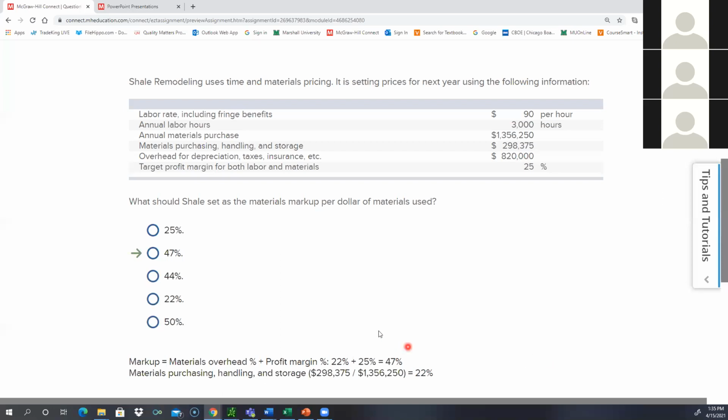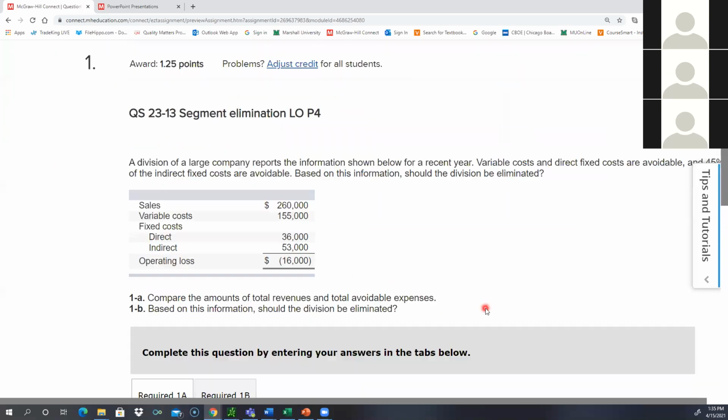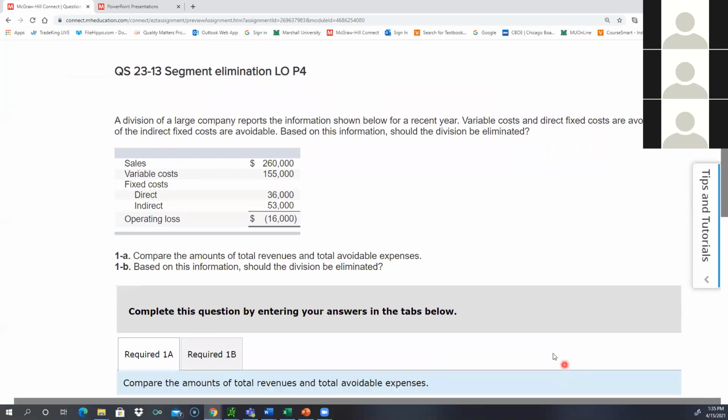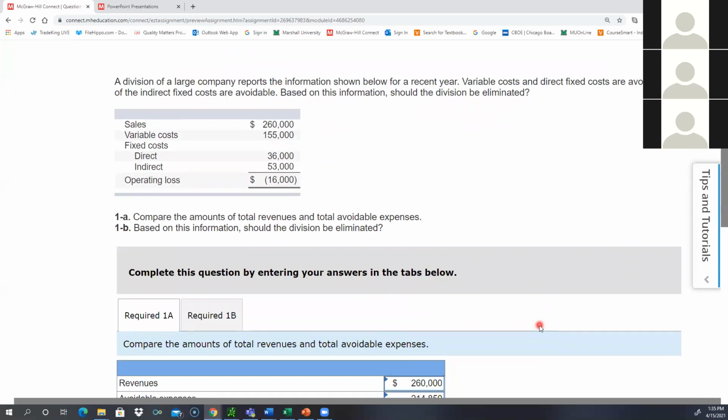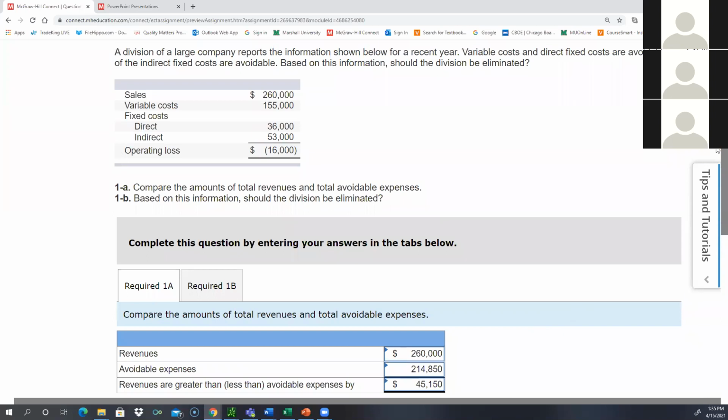Everyone good? Yep. This was the one that was left at the beginning. Why don't you finish this also? So based on this information, should the division be eliminated or not?